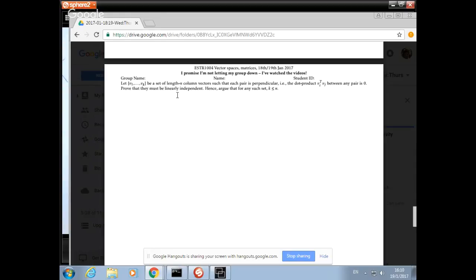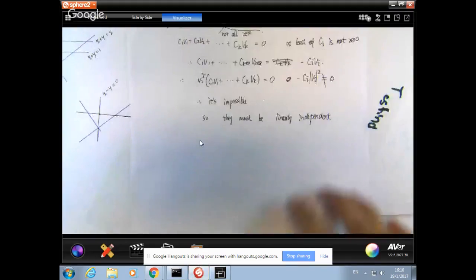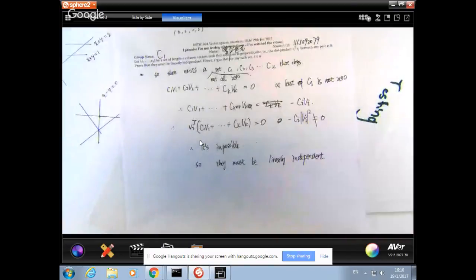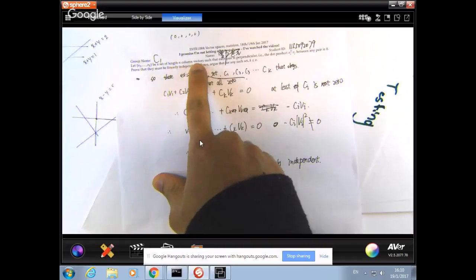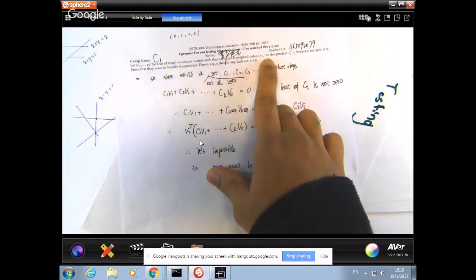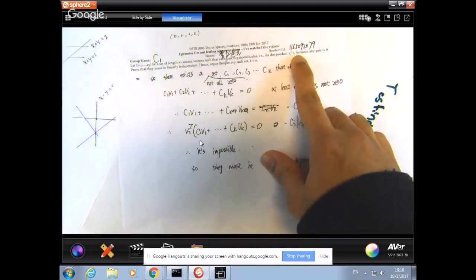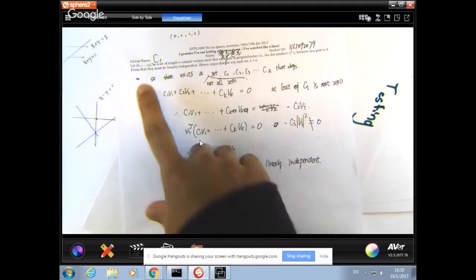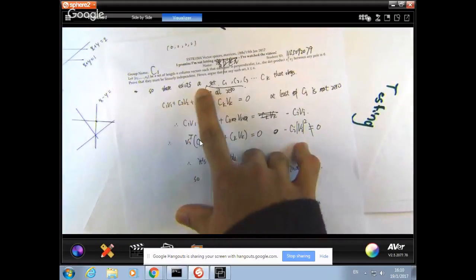Okay, so we have a solution for one of the problems. The problem is, if V1 through Vk are a set of non-zero length n column vectors such that each pair is perpendicular, that is, the dot product between any pair is 0, then they are linearly independent. So here is the argument.